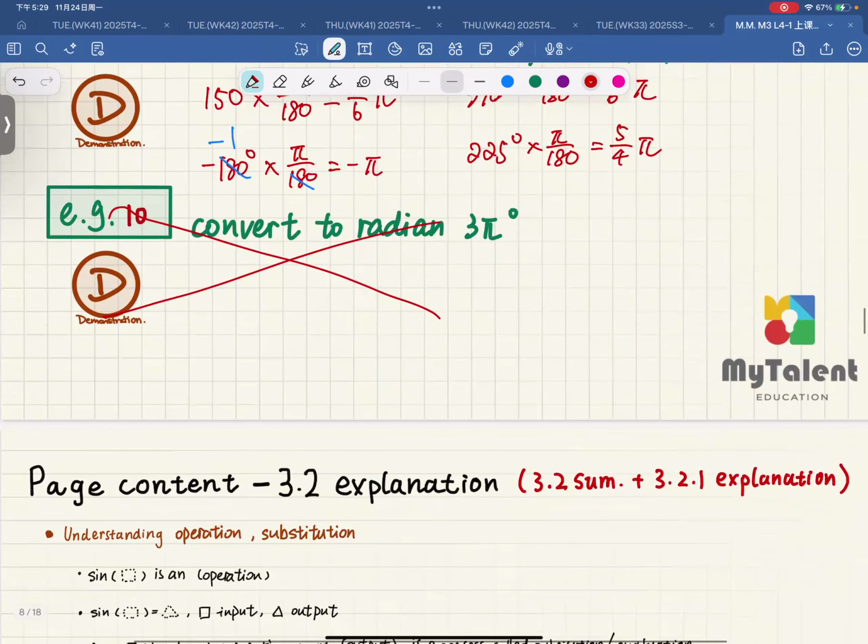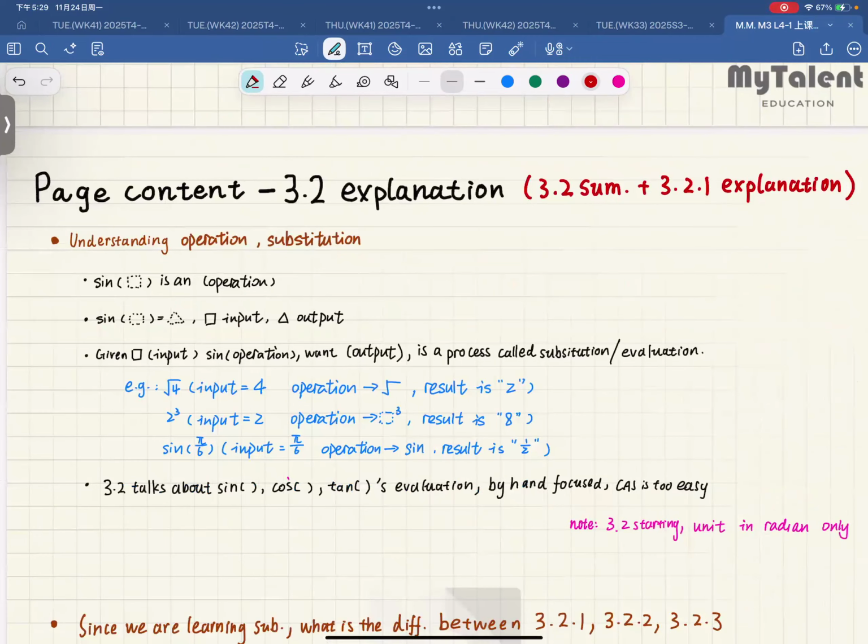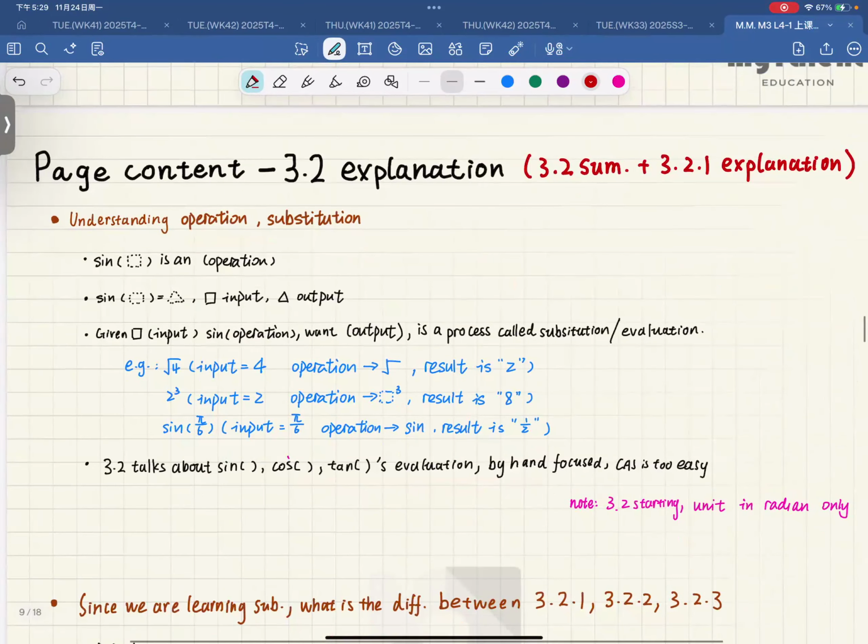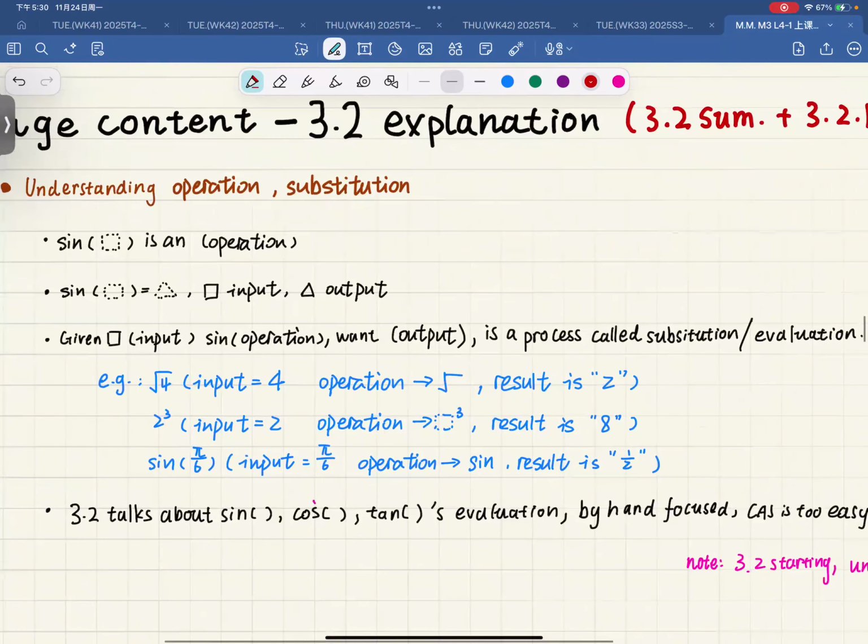Okay, let's move on. So basically, sine, cosine, and tangent is an operation, just like a function. You put something in, you get something out. That's sine, cosine, tangent.